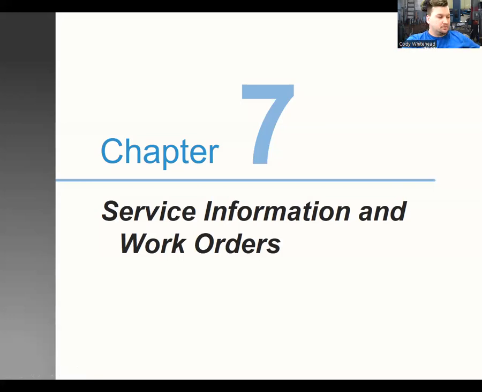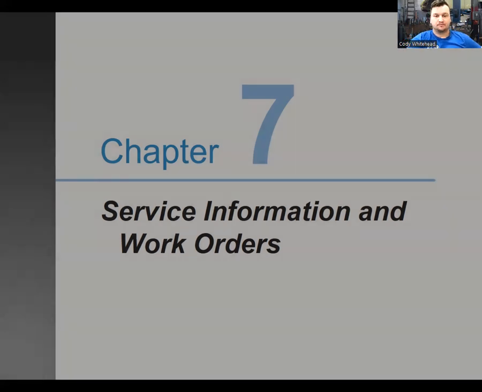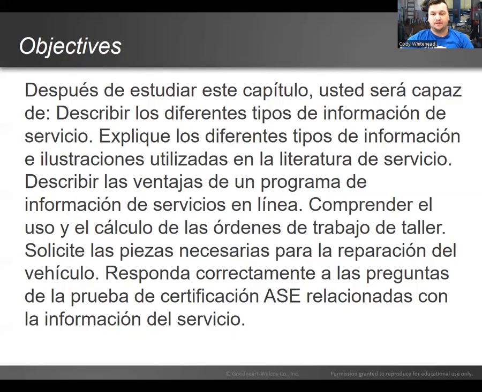All right, so we're going to get into chapter 7 now, which is service information and work orders. After this chapter, you'll be able to describe the different types of service information, explain the different kinds of information and illustration used in service literature, describe the advantages of an online service information program, understand the use and calculations of shop work orders, and order parts needed for vehicle repair.